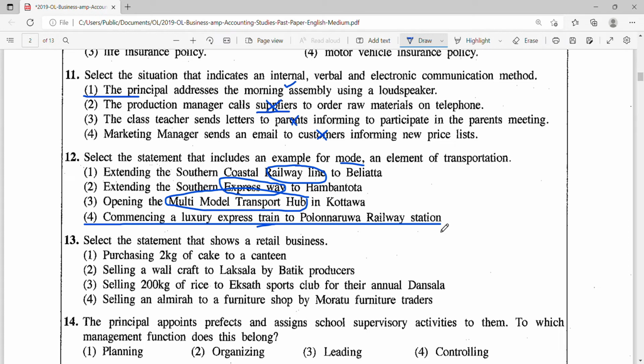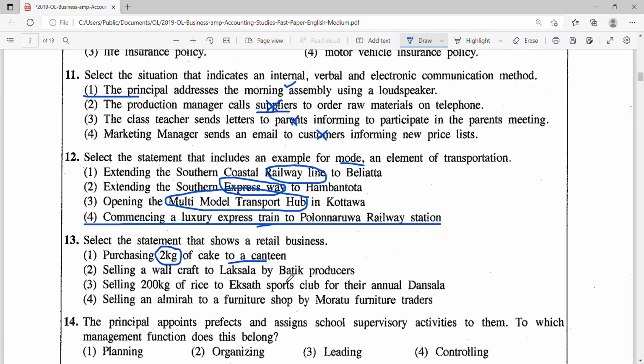Question 13. Select the statement that shows a retail business. Purchasing 2 kg of cake to a canteen. Now 2 kg is a relatively smaller amount, yes, but read the answer clearly. Purchasing 2 kg of cake to a canteen. It's not for final consumption, but it's bought by a canteen. So that's a point. Selling a wall craft to Luxella by batik producers.